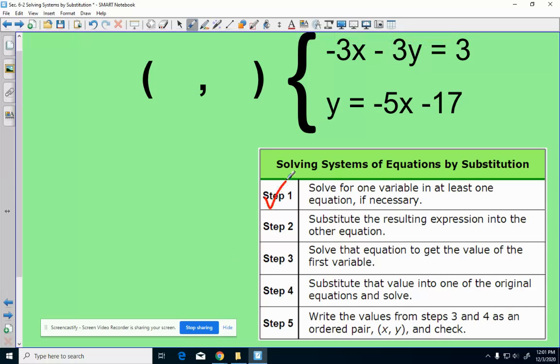I don't have to do that here. One of my equations is already solved. Which one's solved? The top one or the bottom one? The bottom one, right? It already says y equals, okay? I am going to substitute the resulting expression into the other equation. Now, that sounds a little weird, but the resulting expression here is what it's equal to. So in this case, that is the resulting expression. So if you have not, would you please put a box around that statement?